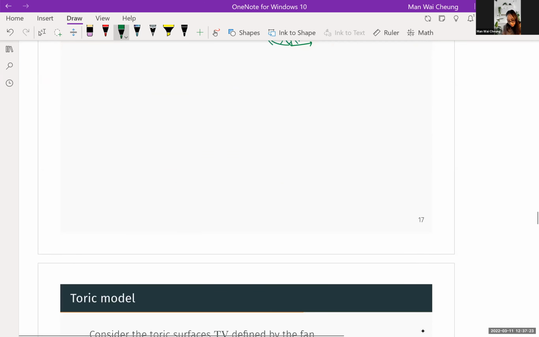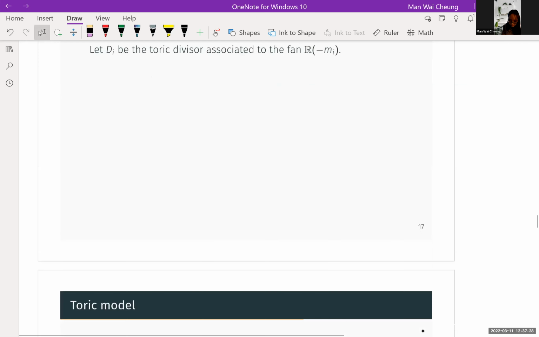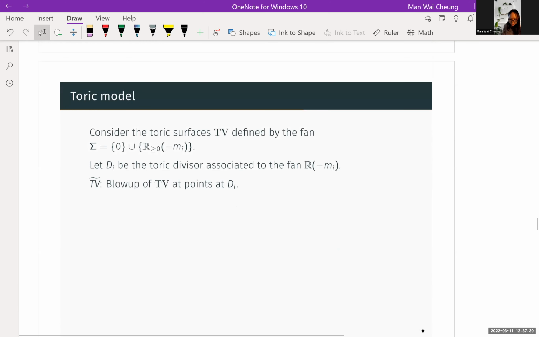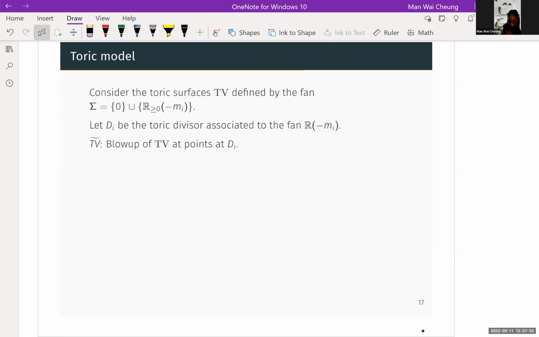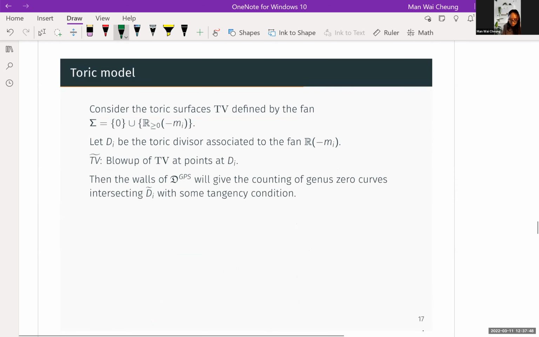And then we look at the toric divisor associated to each fan, and then we blow up the toric variety at those divisors, which we are going to see in the toric case, like this is in the cluster case, this is kind of the story we have. And then the walls of this GPS scattering diagram will give the counting of the genus zero curve intersecting this blow-up of the divisor with some tangency condition.